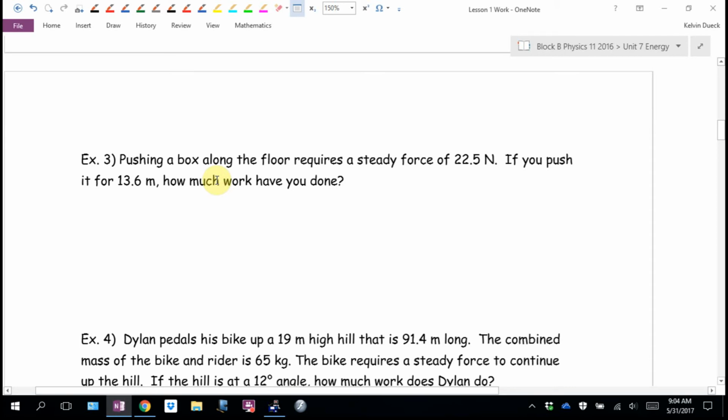Suppose you're pushing a box along a floor, you're sliding it, and it requires a steady force of 22.5 newtons. If you push it for 13.6 meters, how much work have you done? Is there a force? Yep, 22.5. Is there a distance? Yep. Now pause. Are the force and the distance in the same direction? Because that was the other thing I said at the very beginning. They are.